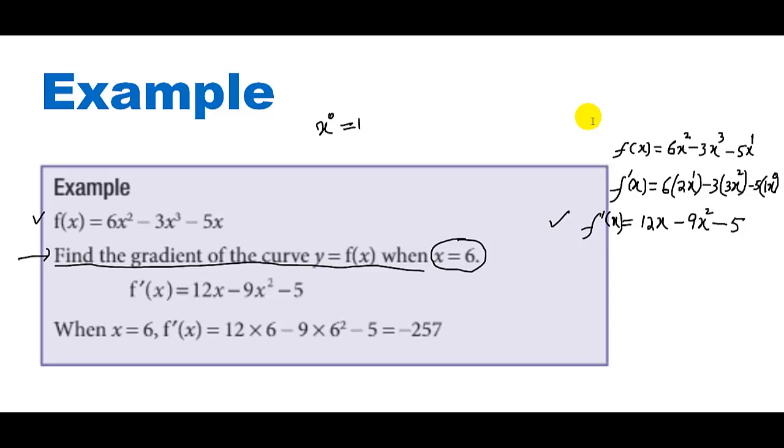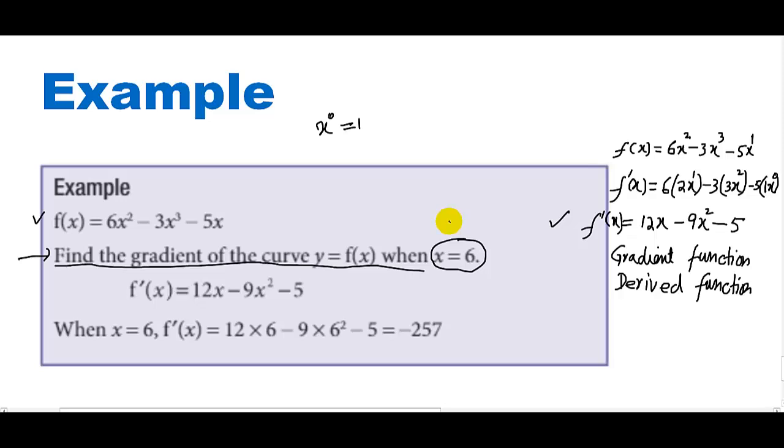Okay. Now, this is our gradient function. This is called the gradient function. f dash of x is called the gradient function. We also call this the derived function. Gradient function, derived function, they are both the same. And this is also called the derivative as well.